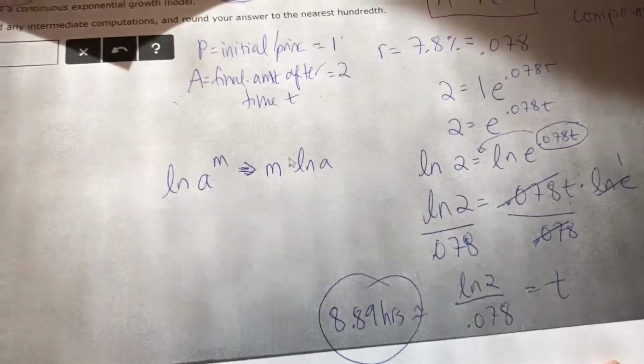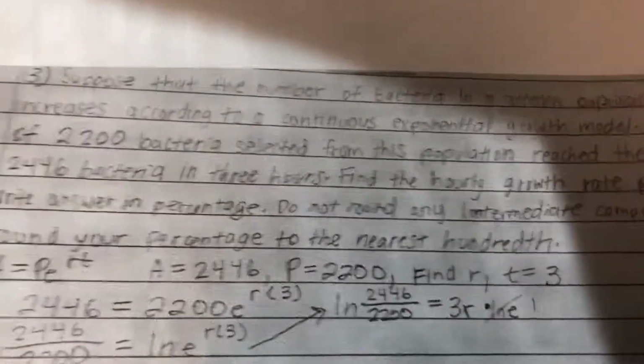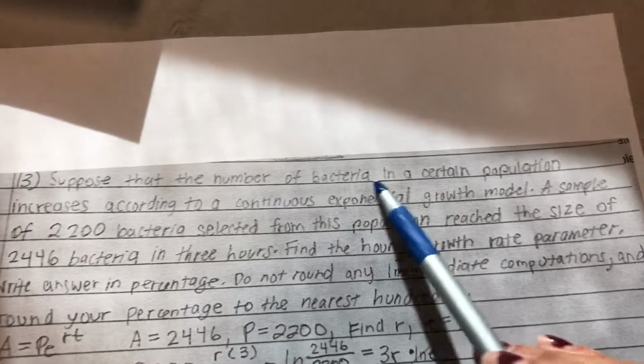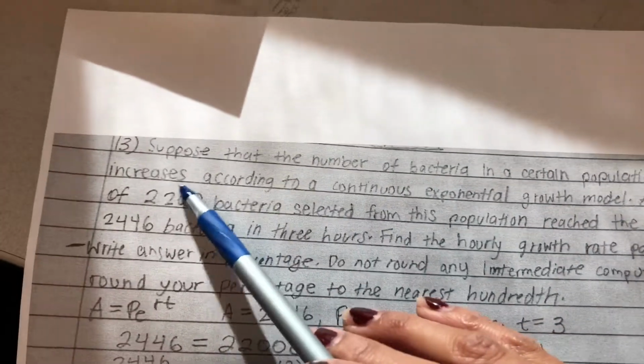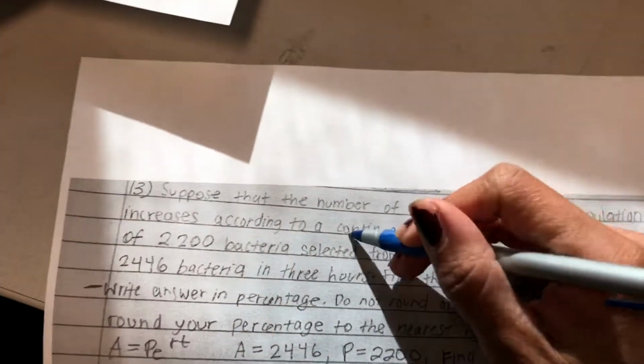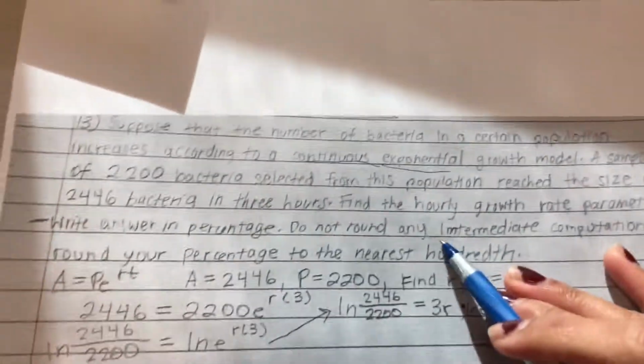Let me know if you have any questions on that. The second question I'm going to do is from Jessica, who messaged me this problem. This is about bacteria. Suppose that the number of bacteria in a certain population increases according to a continuous exponential growth model. So again, the word continuous exponential growth. So you know you're going to use this formula here.